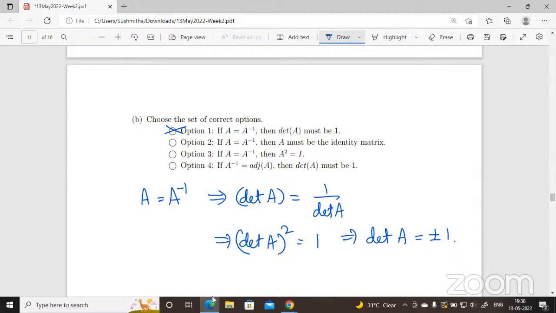If A is equal to A inverse, should A be the identity matrix? Not always. Not necessarily, because we know that the determinant of A can be minus 1 also.